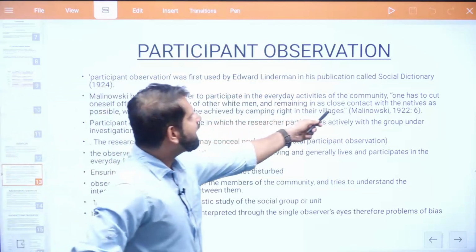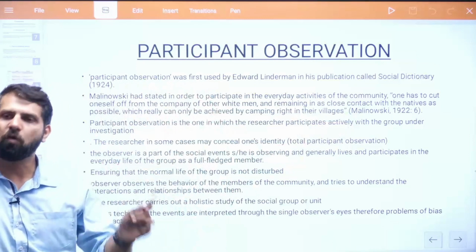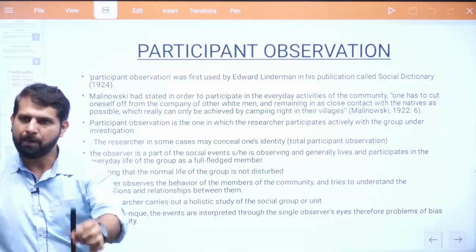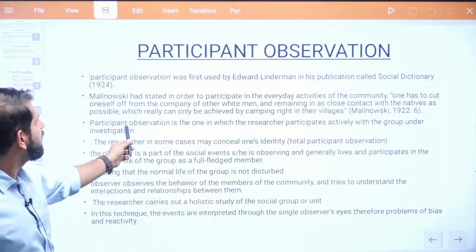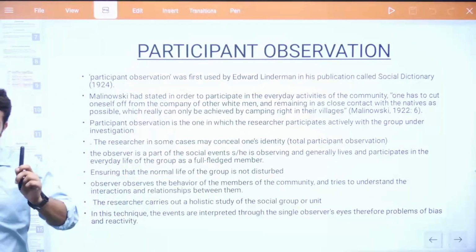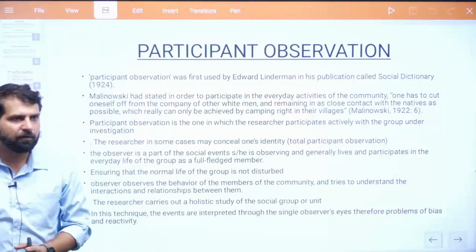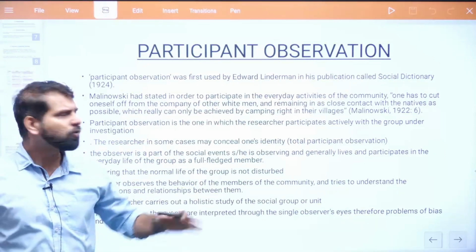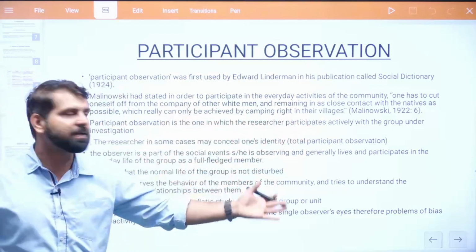Remaining in close contact with the natives. The people you are studying, the place you have gone to, you stay closer to them. Like Malinowski, he pitched his tent among the village. He stayed with those people as much as possible, which really can only be achieved by camping right in their villages, which Malinowski did. So you go outside your own social domain, your own social world, into a different social world, in a tribe, in a village, it can be anywhere. So this was something Malinowski wrote in the 1920s, in Argonauts of the Western Pacific.